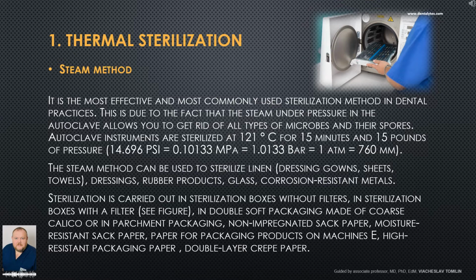The steam method can be used to sterilize linen, dressing gowns, sheets, towels, dressings, rubber products, glass, corrosion-resistant metals. Sterilization is carried out in sterilization boxes without filters, in sterilization boxes with a filter, see figure, in double soft packaging made of coarse calico or in parchment packaging, non-impregnated sack paper, moisture-resistant sack paper, paper for packaging products on machine Z, high-resistant packaging paper, double-layer crepe paper.